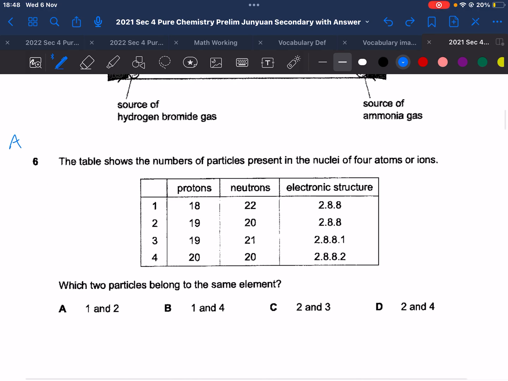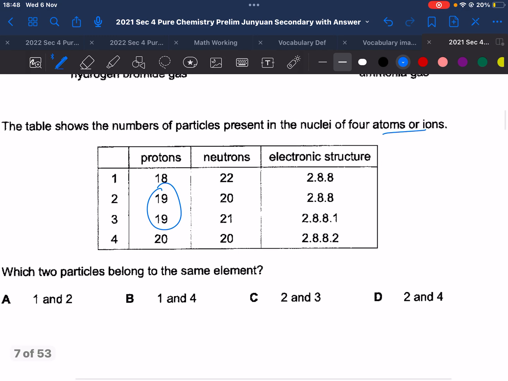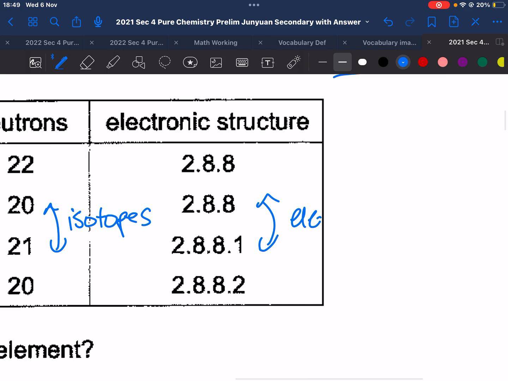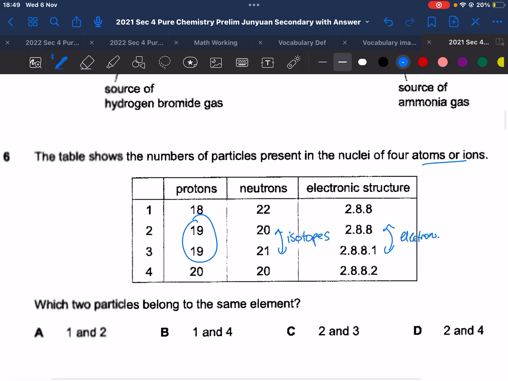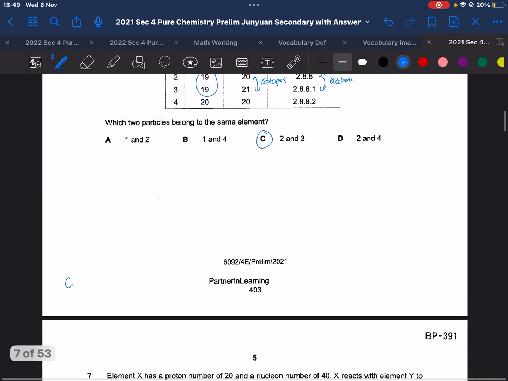Okay, the nuclei of 4 atoms. Which 2 particles belong to the same element? This is very easy. Anything that belongs to the same element will have the same proton numbers. Basically these are what we call isotopes. Isotopes can be like that, such that the neutrons are different. But yeah, that's about it. So the answer should be 2 and 3. So the answer should be C.